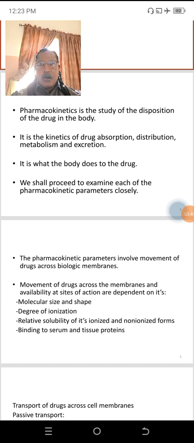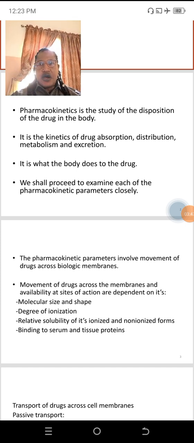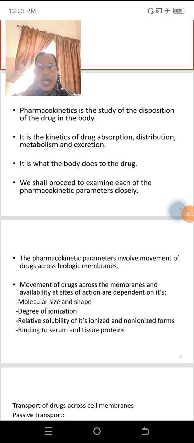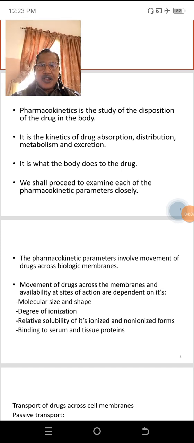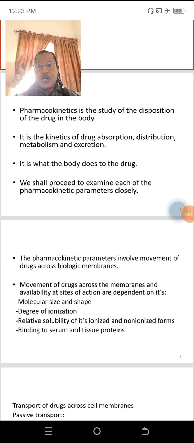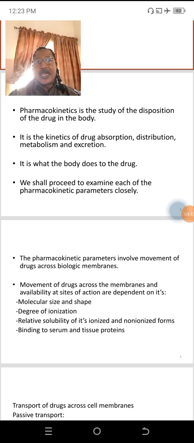And for the movement of drugs across the body or across the biologic membranes, there are certain factors that influence this movement. And these factors include the molecular size and shape of the drug, the degree of ionization of the drug, the relative solubility of the ionized and non-ionized forms of the drug, and then the binding of the drug to serum and tissue proteins.